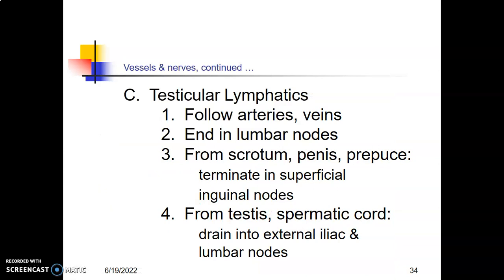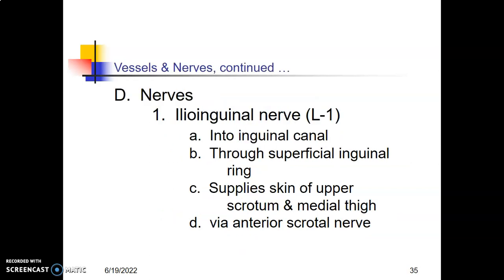And you also have lymph from the testis that will follow the spermatic cord. This ends in the lumbar nodes, and from the scrotum, lymphatics end in the superficial inguinal nodes. So the scrotum, penis, and prepuce drain into superficial inguinal nodes, while the testes and spermatic cord drain into external iliac nodes, then to the lumbar lymph nodes.